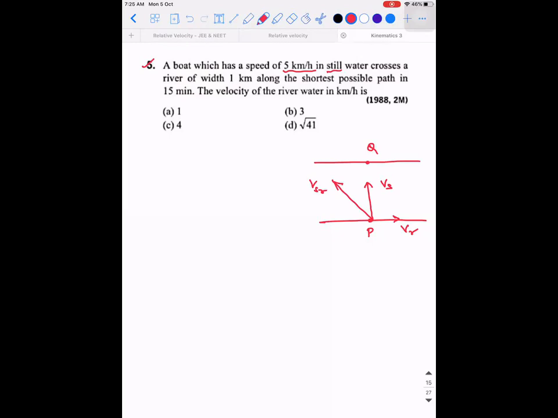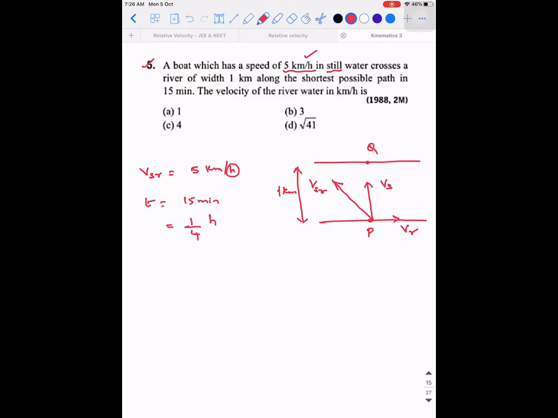Listen. So what have they given? Can you tell me the data that they've given? This 5 km per hour is what? VSR or VS? Yes, sir. Yes. So VSR is equal to 5 km per hour. Okay, accepted. Crosses the river of width. So the width of the river is given as 1 kilometer along the shortest path possible. And the time taken for him to cross is 15 minutes. Since here it is in terms of hour, it is 1/4 of an hour.